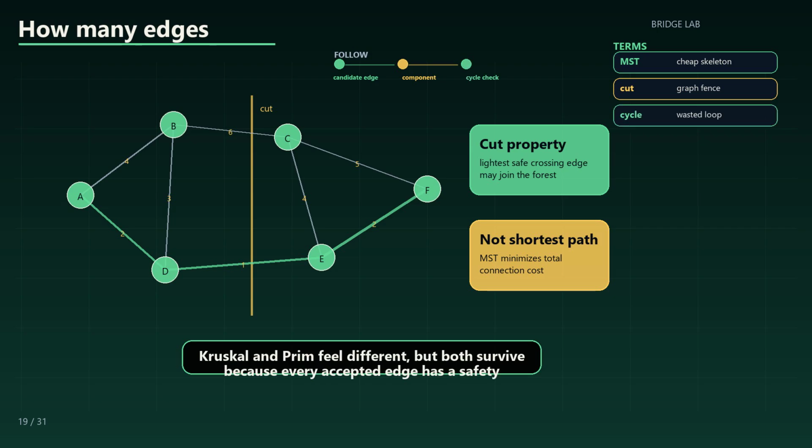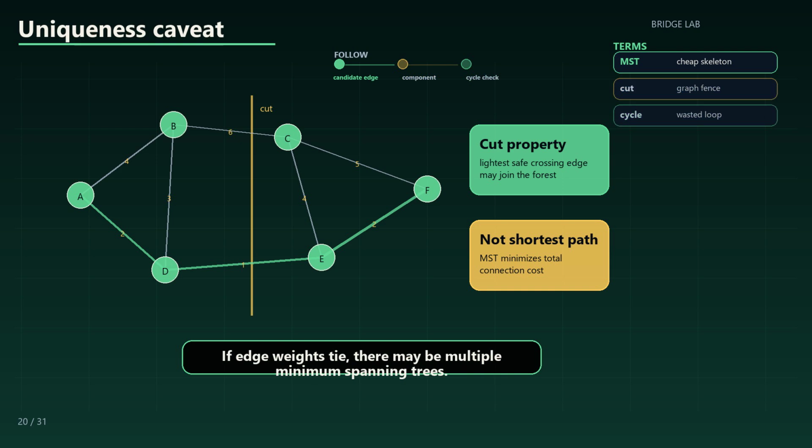Kruskal and Prim feel different, but both survive because every accepted edge has a safety argument behind it. If edge weights tie, there may be multiple minimum spanning trees. The total cost can be the same even when the chosen edges differ.